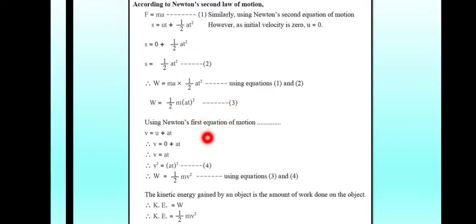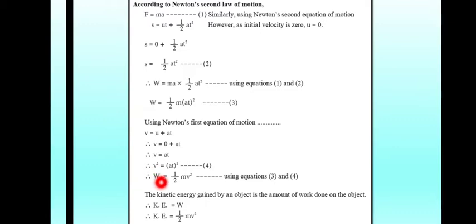Now if you use Newton's first equation of motion, you will get v is equal to u plus at. So v is equal to u, which is 0, plus at. So therefore v is equal to at. Now v square will be a²t². That will become your fourth equation.